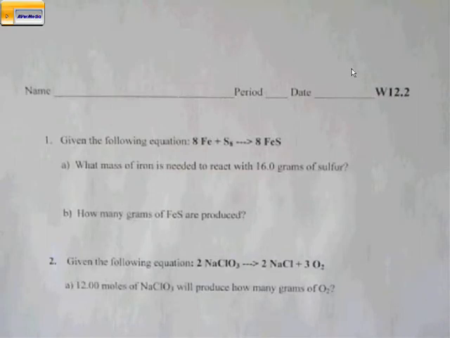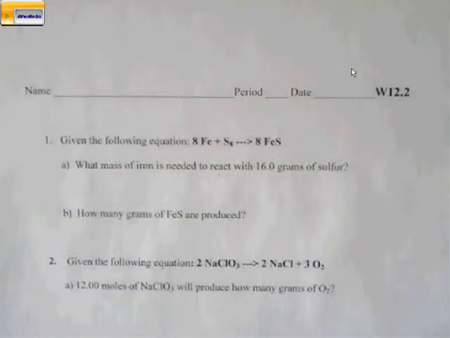Okay? So you'll notice here that there's a balanced equation, and for any stoichiometric problem, you have to have a balanced equation. So here we have 8 moles of iron, and we have 1 mole of sulfur. You notice that sulfur is an S8 though. And we end up making one product, and it's 8 moles of iron(II) sulfide.